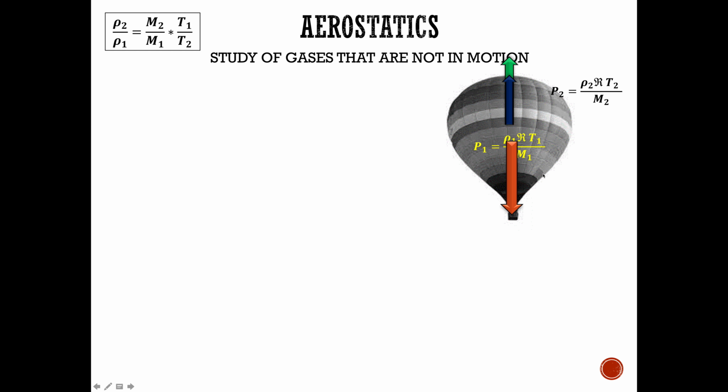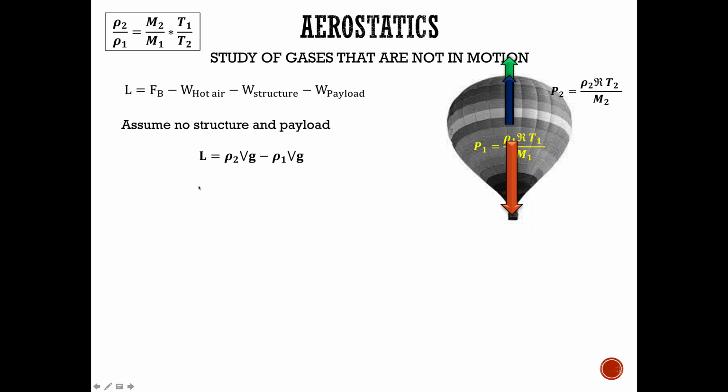Okay. Now let's look at the hot air balloon, for instance, right? So we still have this equation of state, and we look at the Archimedes principle here, which is buoyancy force minus the weight using a free body diagram. But instead of having helium inside the balloon, you have hot air inside the balloon, right? So let's also go ahead and assume there's no structure and no payload. So that means we have this equation right here, rho 2 Vg, which is the weight that is displaced by the balloon, and also the weight of the air inside the balloon, right? And this is the equation we had before as well.